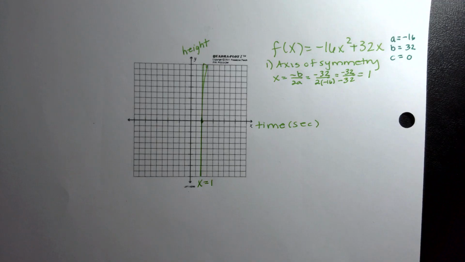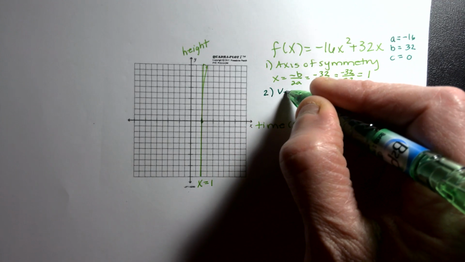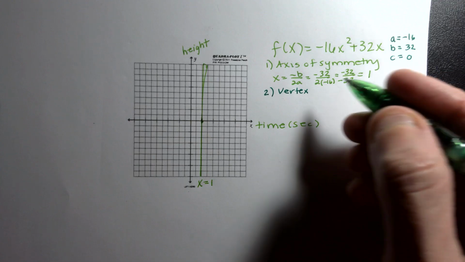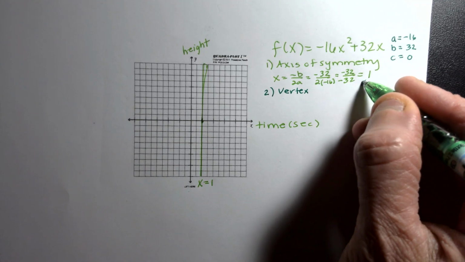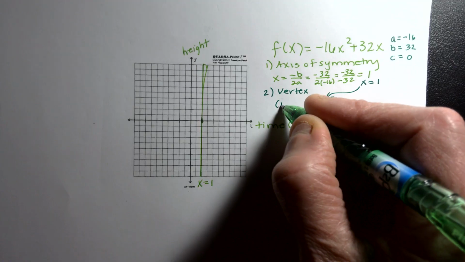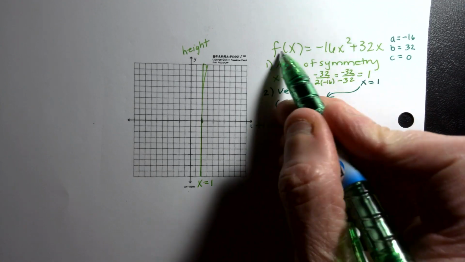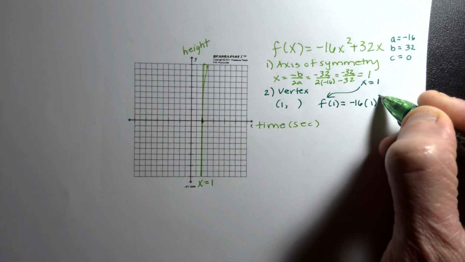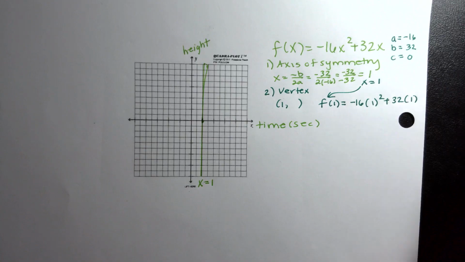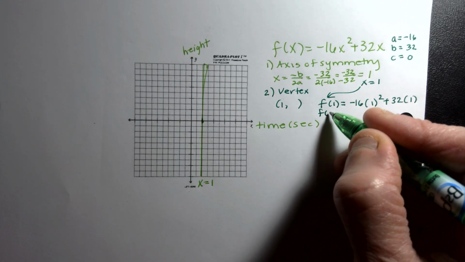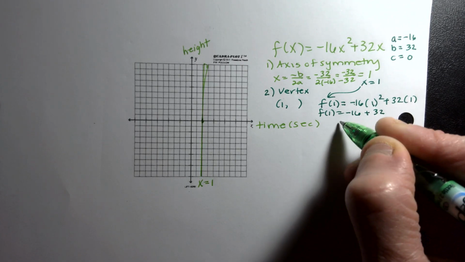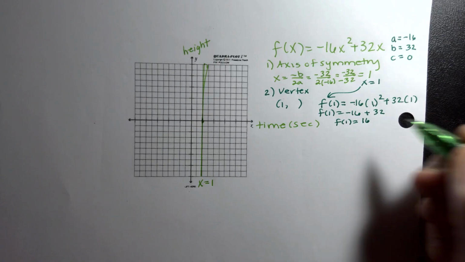Now, what's the next thing we did on the other page? Vertex. That's going to tell us everything. Once we get the vertex, we are set. So x is 1 right here. So I put that into my vertex, 1, and find the y. So I just have to plug it in. f of 1 equals negative 16 times 1 squared plus 32 times 1. So f of 1 equals 1 squared is 1, times that is negative 16, plus 32. f of 1 equals 16.